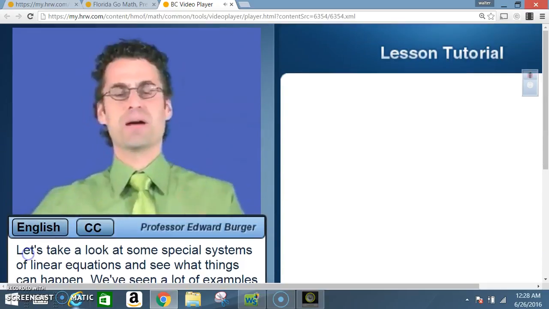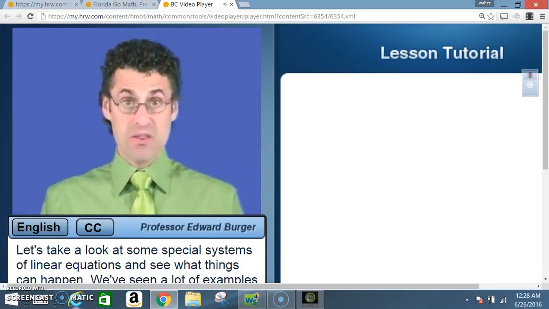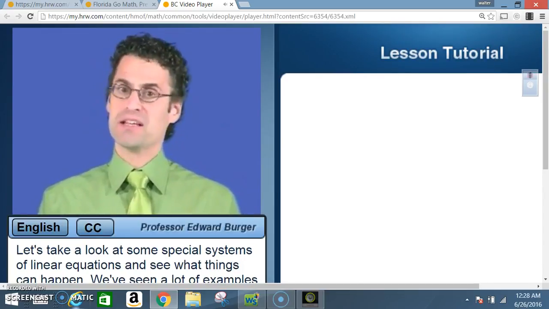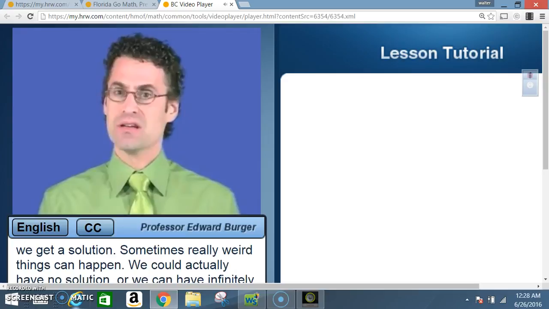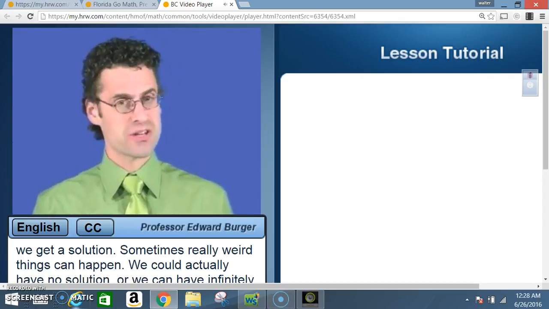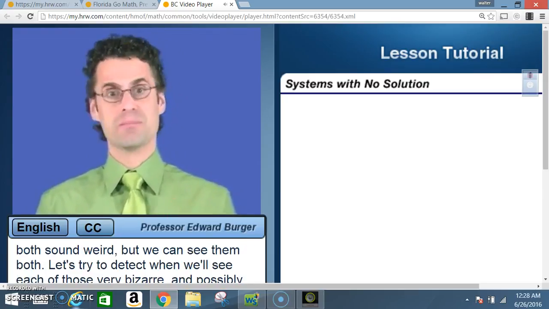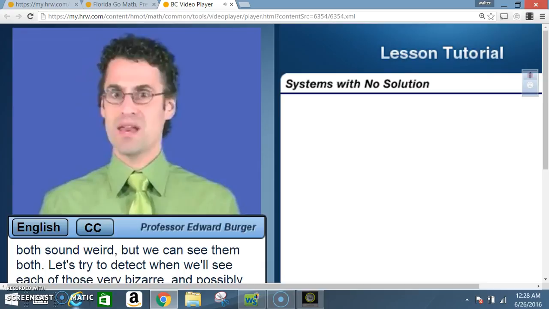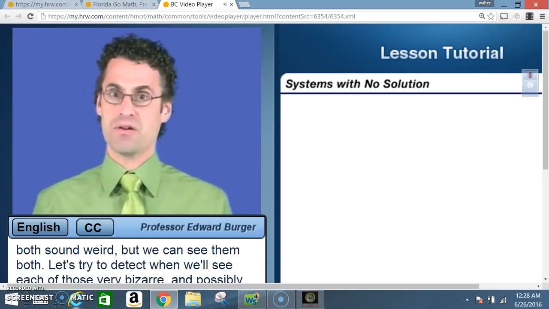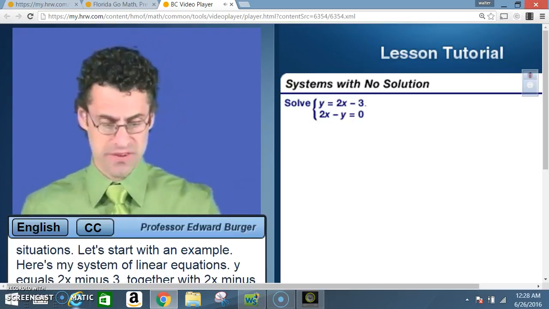Hey, let's take a look at some special systems of linear equations and see what things can happen. We've seen a lot of examples where we actually get a solution. Sometimes really weird things can happen. Like we can actually have no solution, or we could have infinitely many solutions. They both sound weird, but we can see them, and let's try to detect when we'll see each of those very bizarre and possibly unpleasant situations. Let's start with an example.